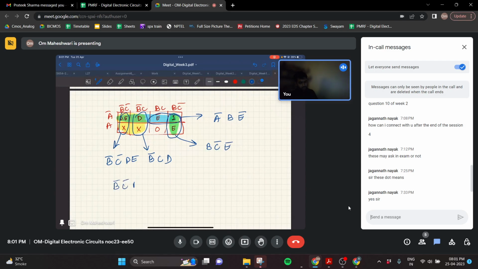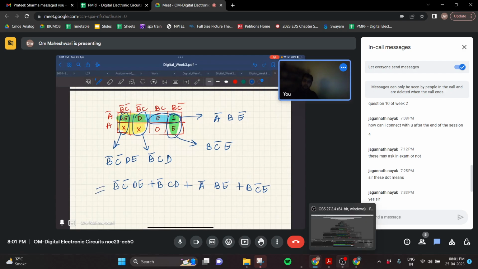So your SOP answer is just the sum of all this: B bar C bar D E plus B bar C D plus A bar B E bar plus B C bar E. Solution. Sir, why did you put D with B bar C bar, and D, E? Okay, so in this, let's say it was not D, it was just one, right? Then you would have formed this and named it as B bar C bar only, right? If it was one instead of D.